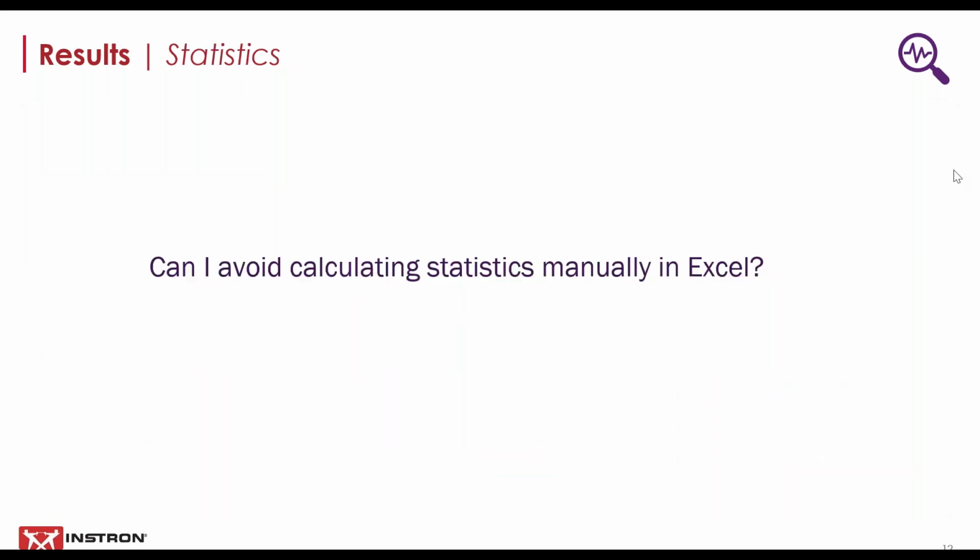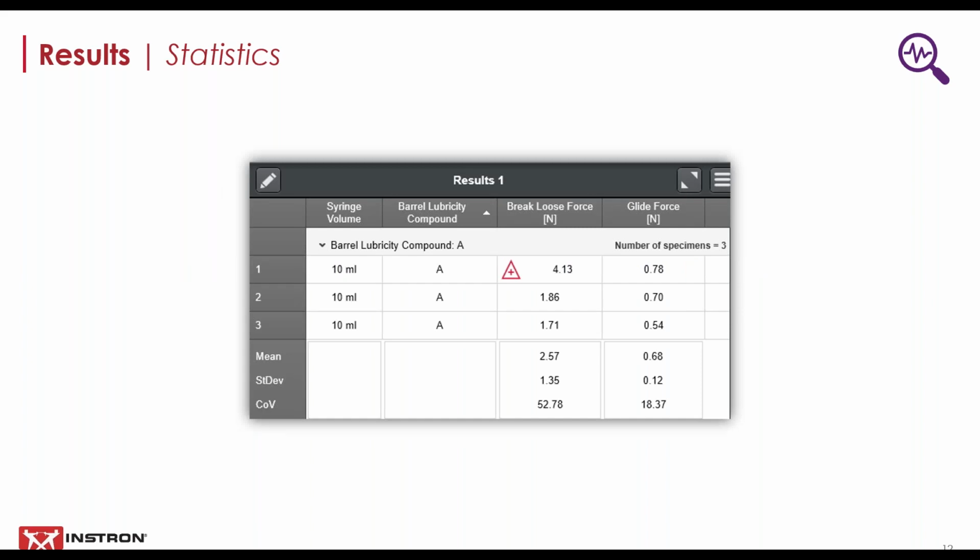Up next is, can I avoid calculating statistics manually in Excel? As shown in this screenshot of a results table, we can see that the mean, standard deviation, and coefficient of variation are all displayed. Most test standards do require statistics to be reported, so this is an easy way for Bluehill users to avoid the additional step of exporting simply to perform this analysis.